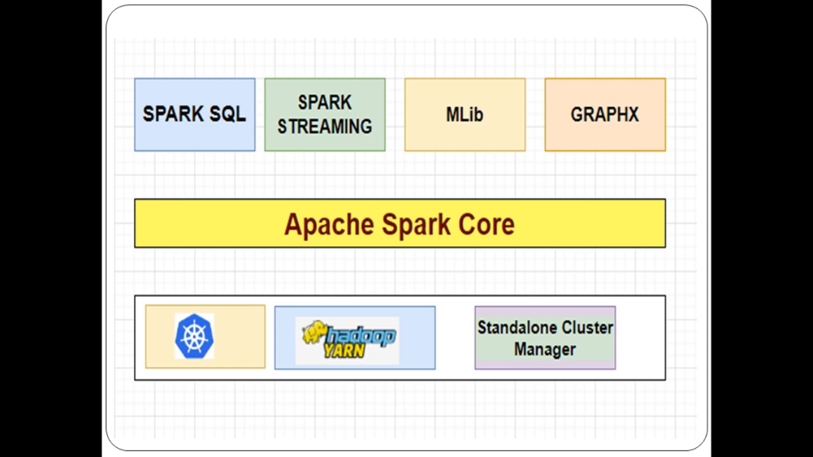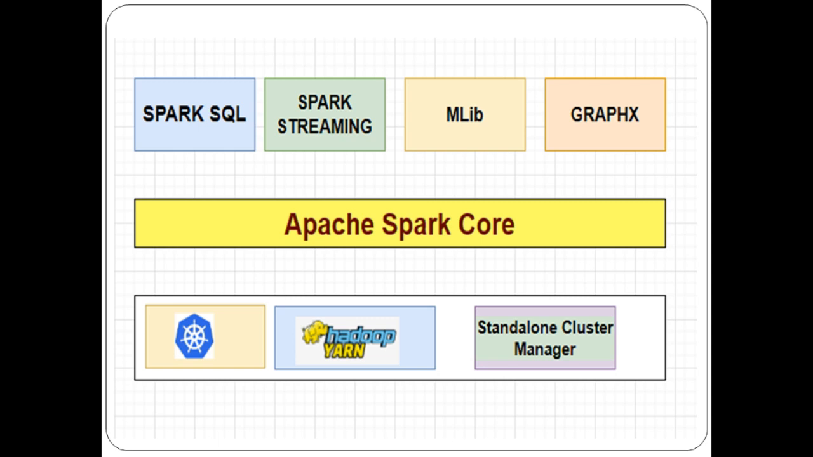So this is the Spark or Databricks ecosystem. The main layer is Apache Spark core, that is RDD. The data abstraction in Spark core is an RDD. What data abstraction means is that the data unit is called a Spark RDD. Spark core has RDDs, Spark SQL has data frames and data sets.